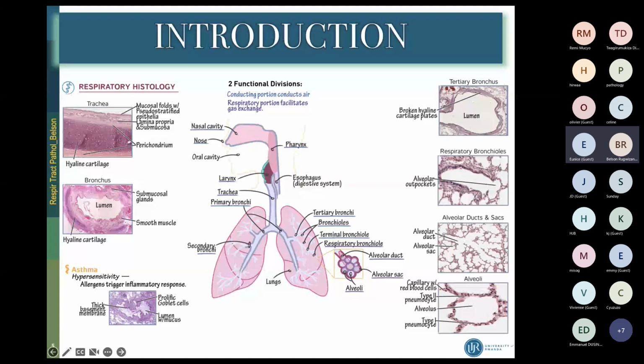So we have here a section of the bronchus. In the bronchus, we have a cartilage, and this is the same for the trachea.